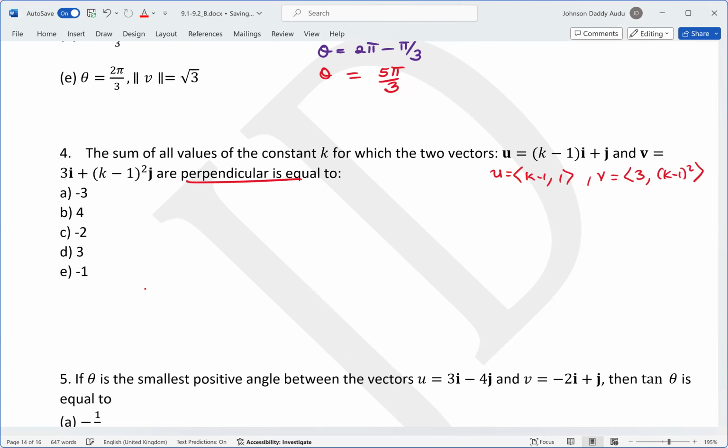So they are perpendicular. Perpendicular means u dot v has to be 0. So it means you have k minus 1, comma k, and if you dot it with 3, comma k minus 1 squared, this should be 0. Now this is just going to be 3 times k minus 1 plus k times k minus 1 all squared. This has to be 0.